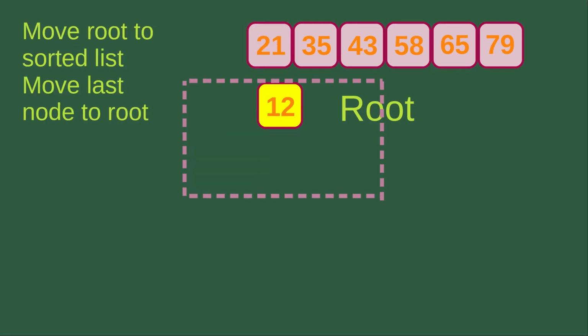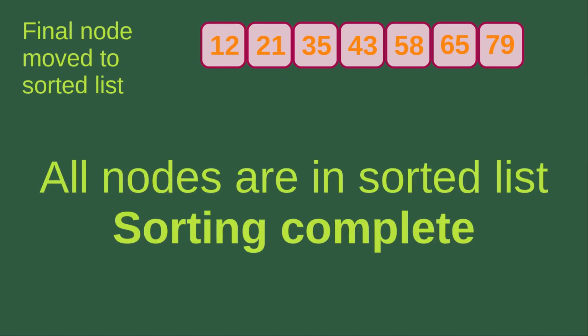And after the swapping, we are able to put the largest element in the max heap structure to the sorted list, which becomes the 6th largest element. And we are going to put the final element of the original max heap structure to the root position. And since we have only one element left in the max heap structure, we simply put that element to the sorted list. In this case, all the nodes are in the sorted list already, and of course the sorting process is now complete.